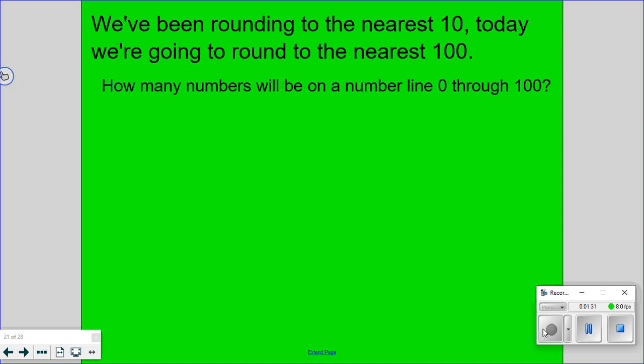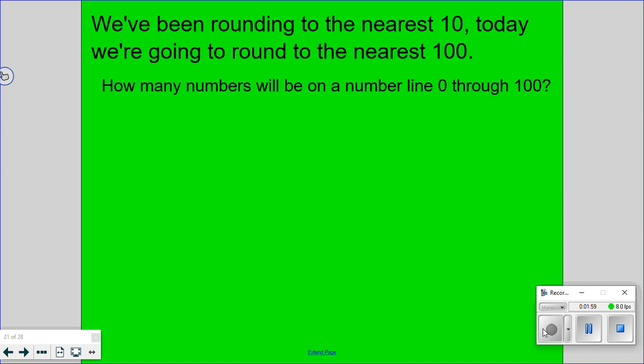How many numbers are on that number line? How many numbers would be on a number line that goes from 0 to 100? Gia? 100 numbers. Are we going to write all of those numbers? No. Oh my gosh, no. We'd be there forever. But we need to know that they are there.